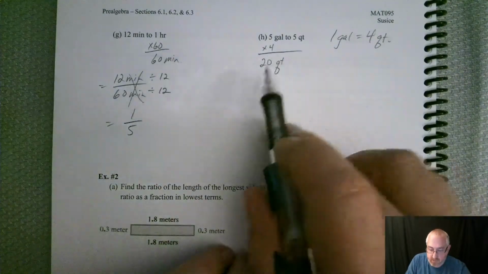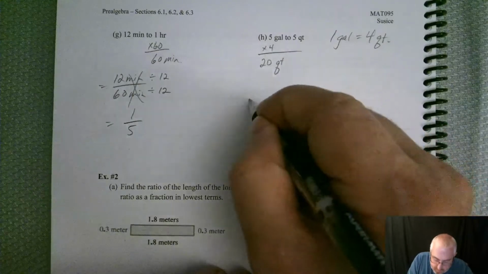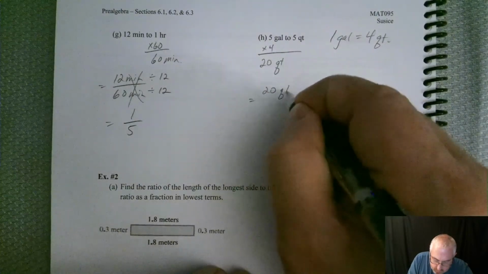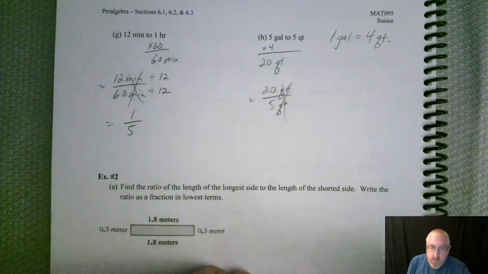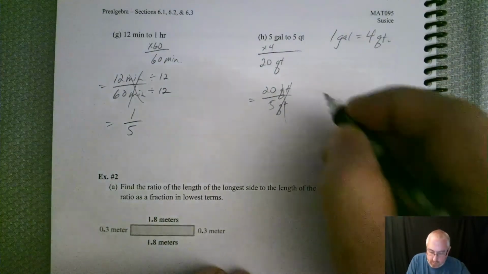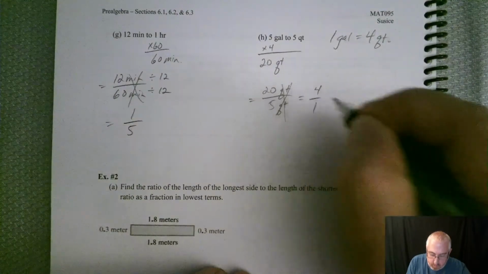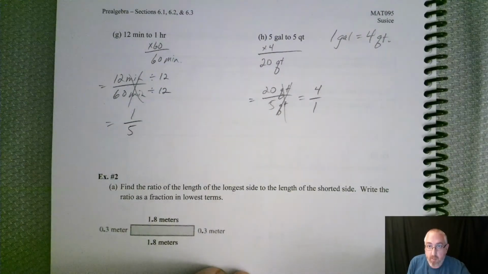Okay, so now first number's on top, second one's on the bottom. So 20 quarts over 5 quarts. Quarts go away. And so we end up with 4 over 1. 5 goes into both of those.